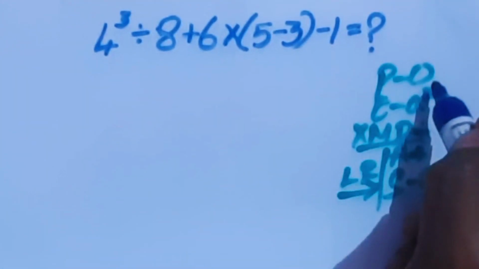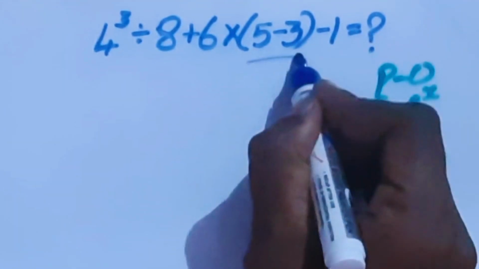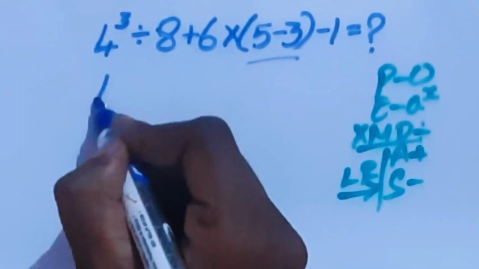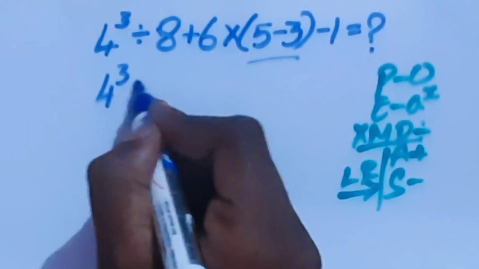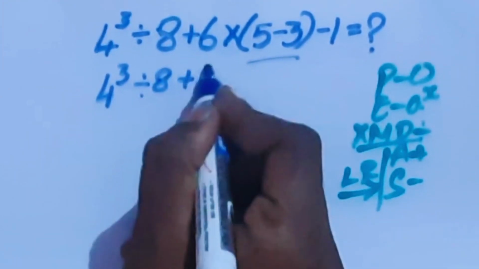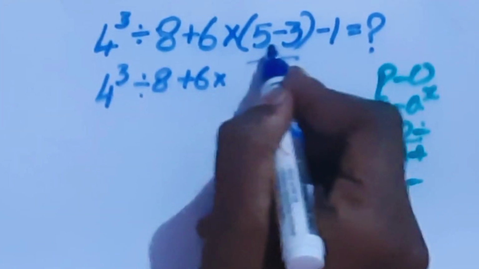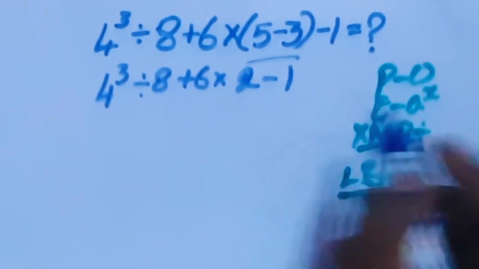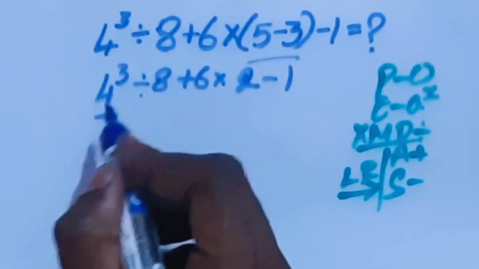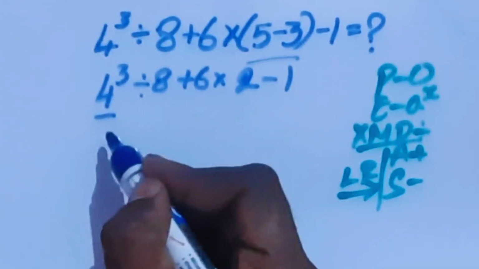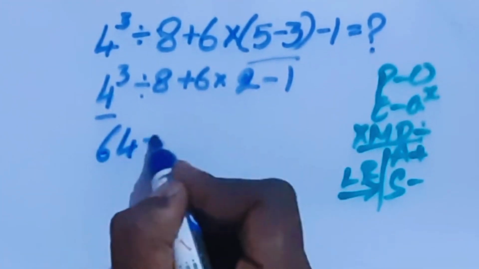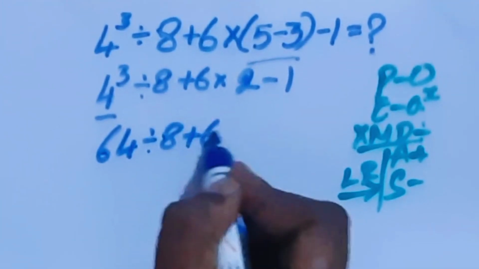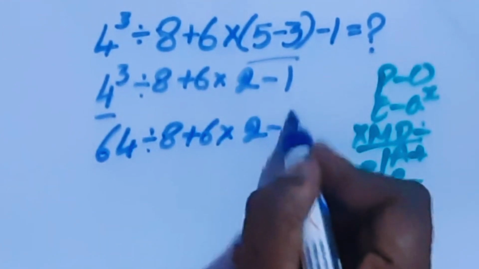Here, as per the order of operations PEMDAS, the bracket is higher priority. So we have to do this bracket before any other operation. So 4 to the power of 3 divided by 8 plus 6 times, here 5 minus 3 is 2, minus 1. The next priority is exponent. Here we have the exponent 4 to the power of 3. Here 4 to the power of 3 is 64 divided by 8 plus 6 times 2 minus 1.